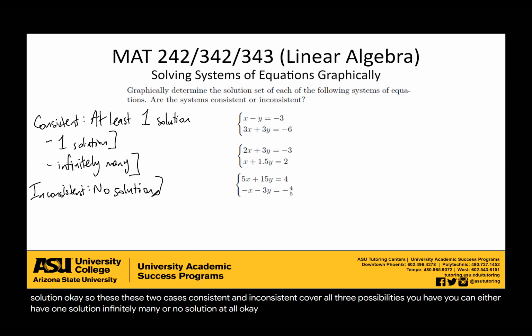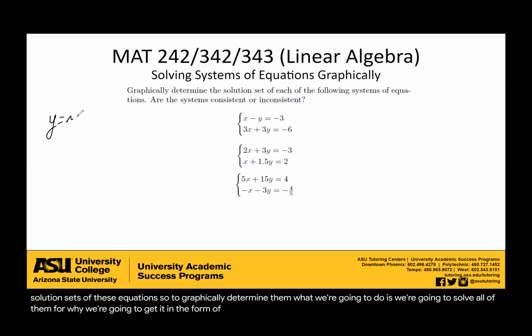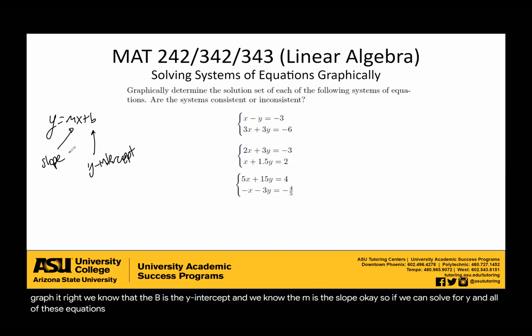Okay? So with that in mind, let's start graphically determining the solution sets of these equations. To graphically determine them, we're going to solve all of them for y. We're going to get them in the form y equals mx plus b, because once it's in that form, we know how to graph it, right? We know that b is the y-intercept, and we know m is the slope. Okay, so if we can solve for y in all of these equations, we can determine what our solution set is.